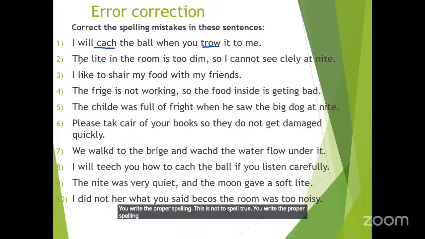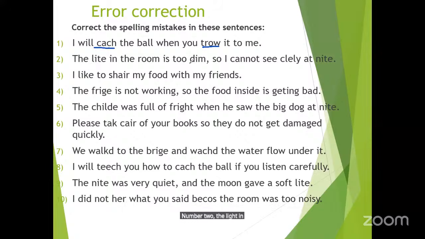Number two, the light in the room is too dim, so I cannot see clearly at night. This is not how to spell light. So you have to detect the wrong spelling and correct it. This is not how to spell clearly. This is not how to spell night. So write the proper spelling.